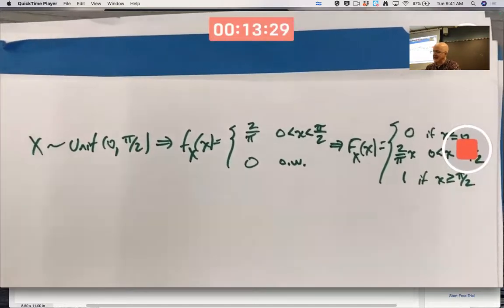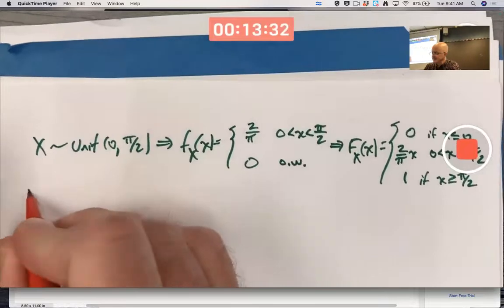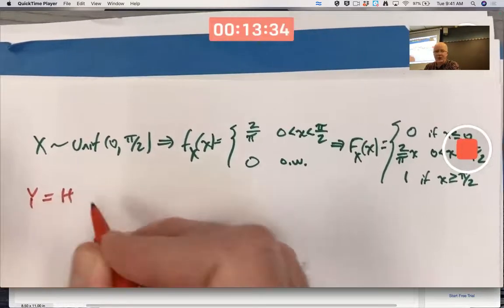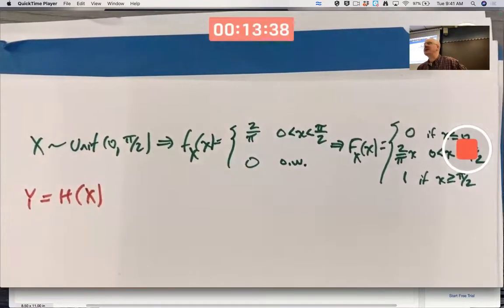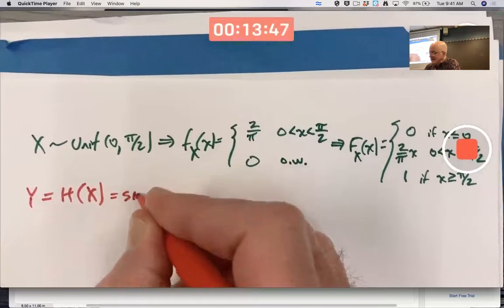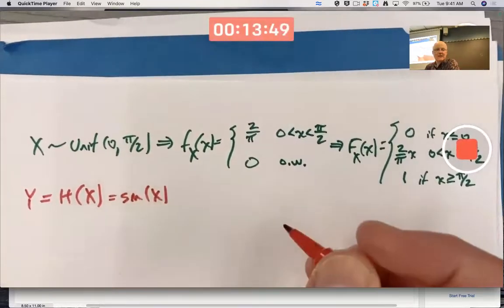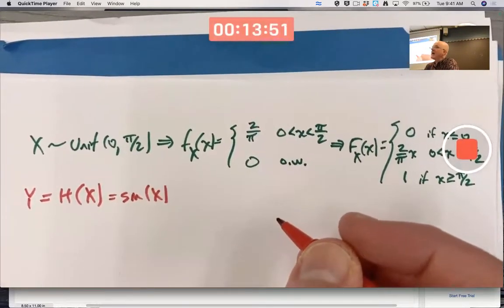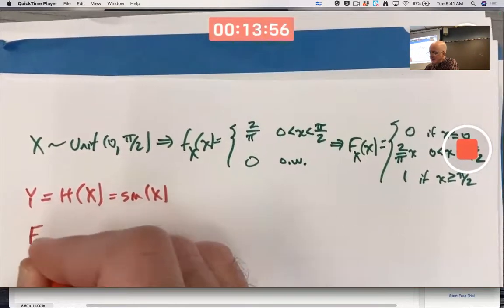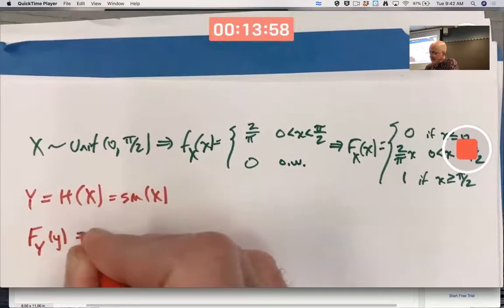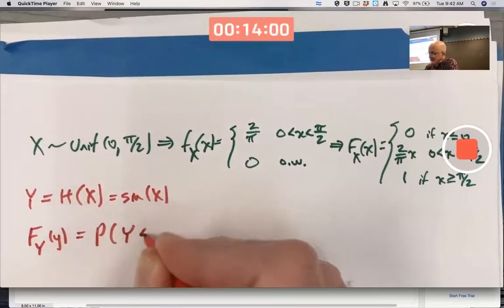Y is the sine of capital X by a transformation capital H. I called it capital H to kind of match the capital H in chapter 4 of the book in the expected value formula. Could have called it little h, but whatever. That's the sine of x. We want to find the PDF of y. Use the CDF method. First find the CDF of y and then differentiate it. As always, it's this.